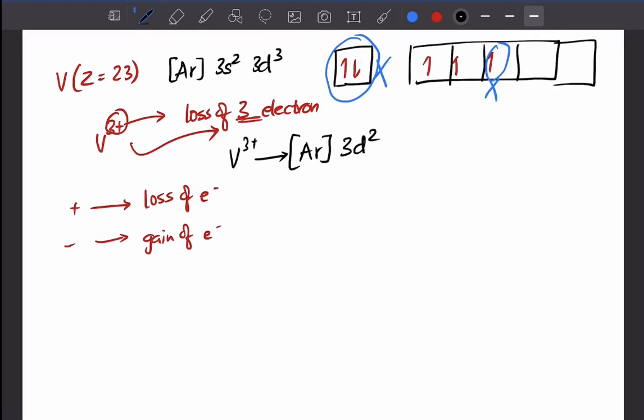So pause the video right here and try for molybdenum 3+. I hope you have the periodic table with you. So try for molybdenum 3+. What would be the electronic configuration?